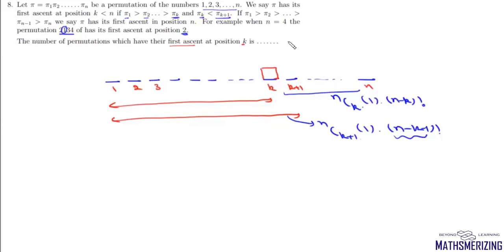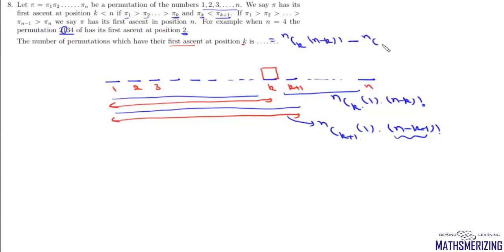The number of permutations which have their first ascent at this position k is given by all the permutations in which the first k numbers are in descending order, but the first k plus 1 numbers are not in descending order. The answer to this question will be this first case, that is nCk into factorial n minus k, minus nC(k plus 1) into n minus k minus 1 factorial.